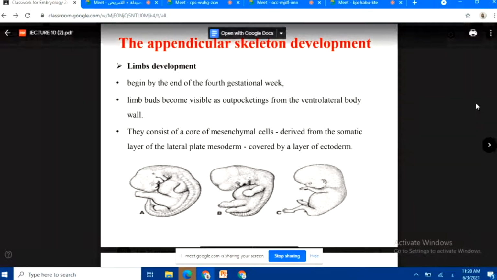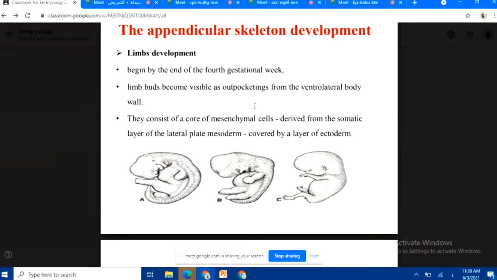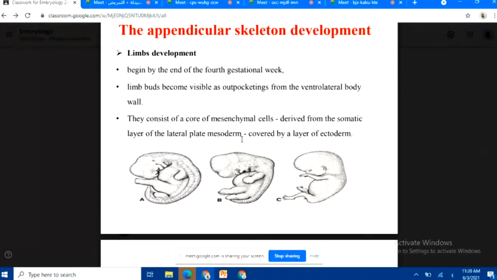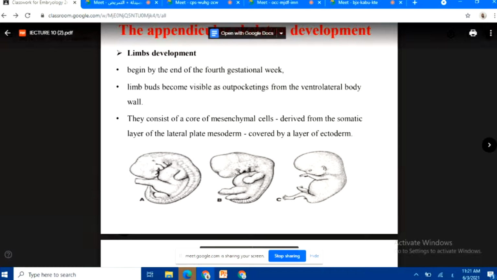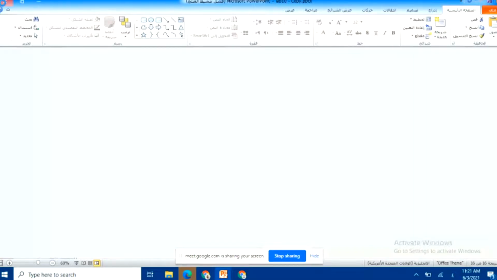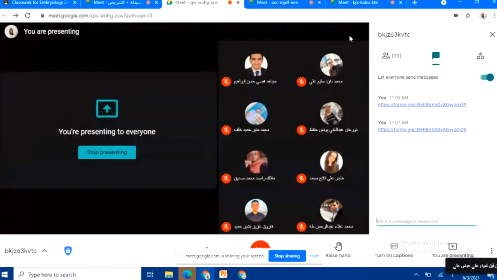Why? Who can tell me? We said before that limb buds become visible as outpocketing in the ventral lateral body wall. These buds consist of mesenchymal cells, and these mesenchymal cells are derived from the somatic layer of lateral plate mesoderm. But at the same time, they are covered by a layer of ectoderm. Why? Let me see, can anyone answer? Yes, please, if you know, raise your hand.